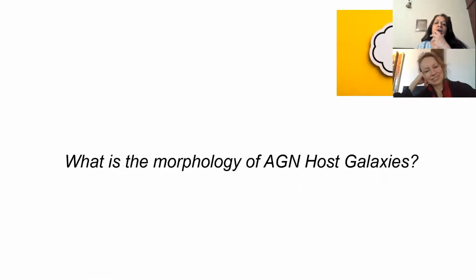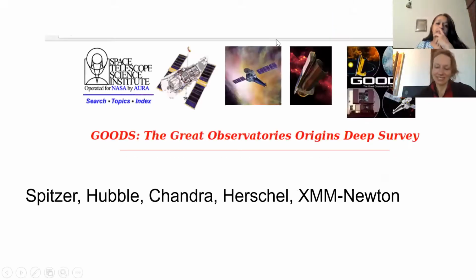So like I said, the question we were trying to answer in this work was what is the morphology of AGN host galaxies, right? How can we actually study which kinds of galaxies host AGN? For this, the data set which we used was something called GOODS. GOODS is the Great Observatories Origins Deep Survey, which basically included all the big NASA observatories.